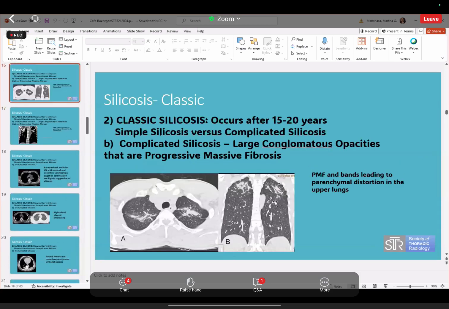So this is a good picture. This is another good picture. Usually upper lobe predominant, complicated conglomerate opacities. And another thing is this can be seen with silicosis as well as coal workers' disease, pneumoconiosis.